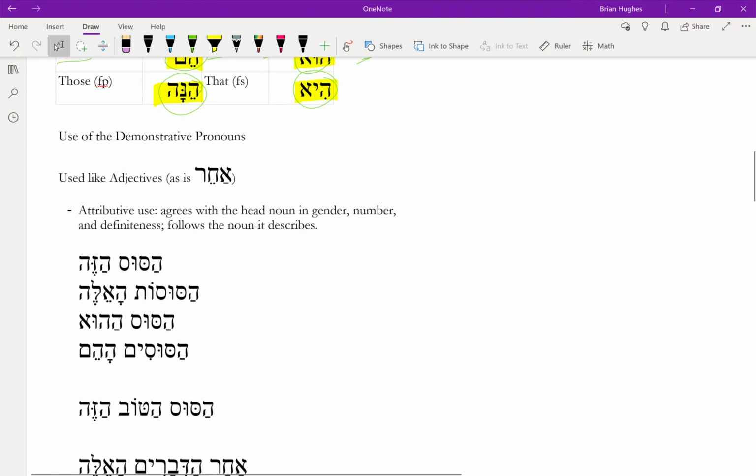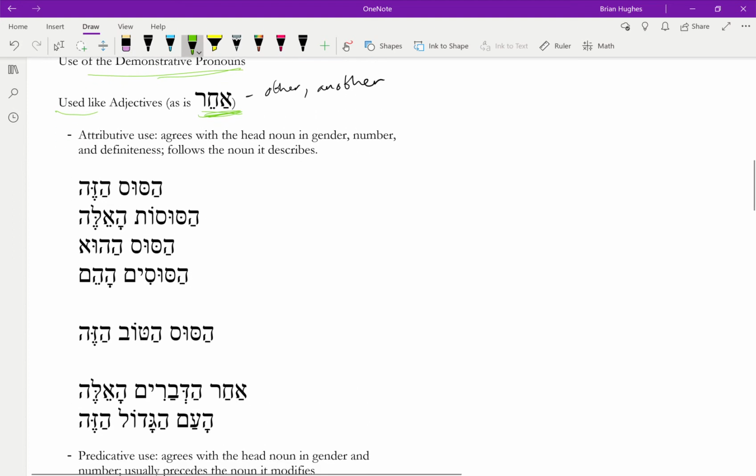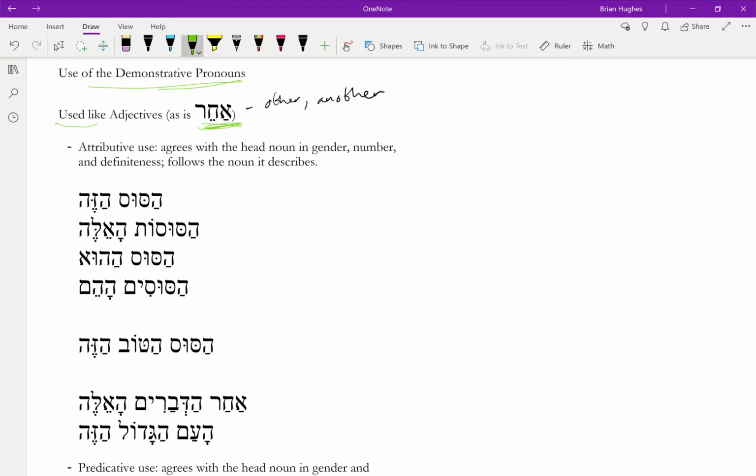So how are these used? Well, the demonstrative pronoun functions like an adjective, just as acher, which we ran into in one of our online sessions, means other or another. What I'm about to say about the demonstratives is just what we say about adjectives, but it's to make sure that you've got acher in that list of how it's going to relate to the noun it modifies. So there's an attributive use of demonstrative pronouns.